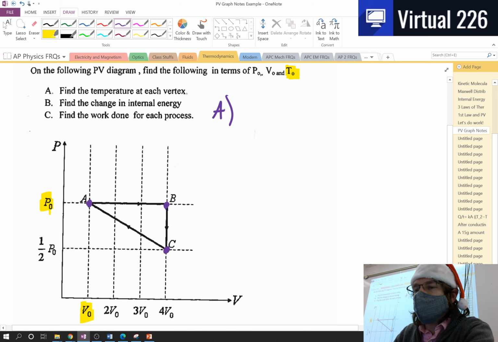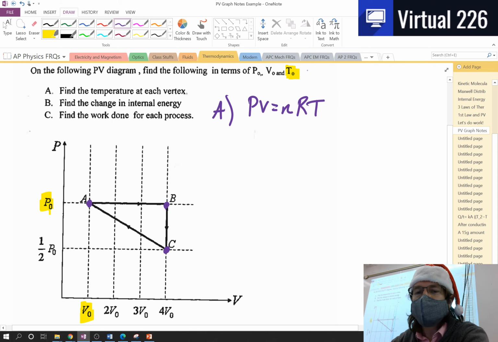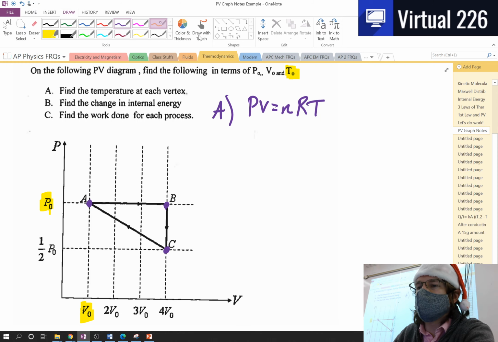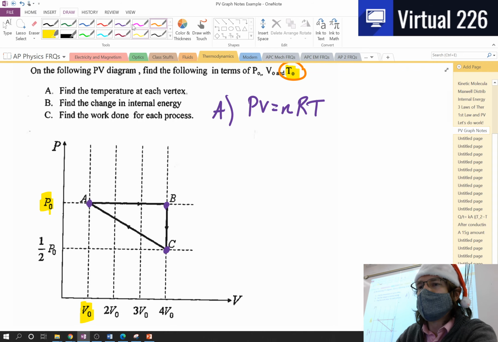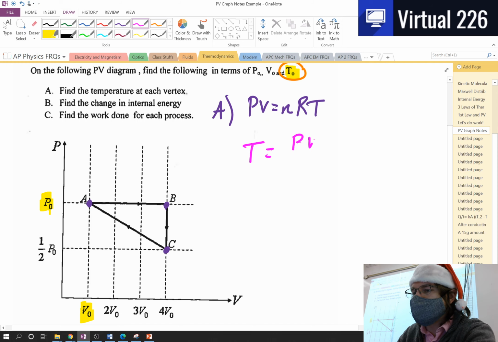Now, in order to find the temperature, because this is an ideal gas, we need to use the ideal gas law, PV equals nRT. Now, you might ask the question, how many moles do we have in this problem? But we're actually going to first solve for T naught and put everything in terms of that. If we had numbers, we would need the number of moles. Right now, it doesn't matter.